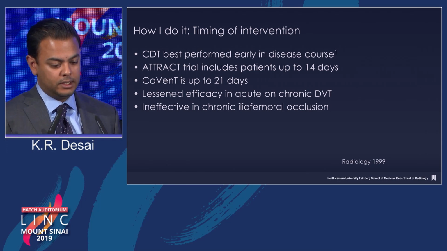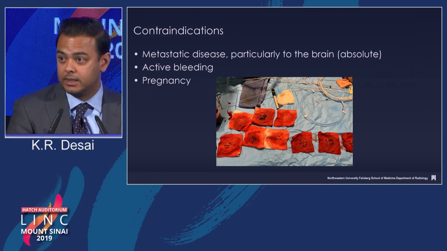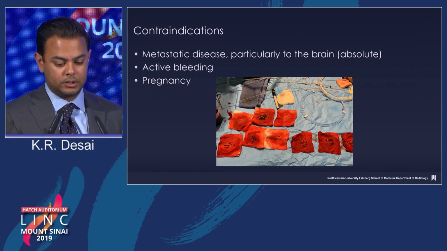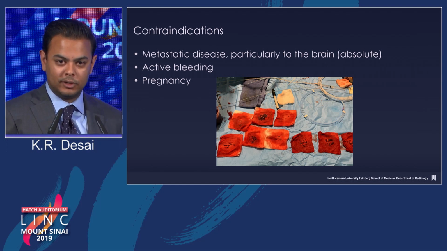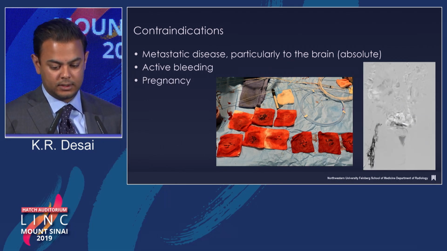Know if you have chronic DVT because you're going to be less effective with your thrombectomy devices. Contraindications to keep in mind: metastatic disease, of course, and whether they have active bleeding, that's something you're going to want to take into account and potentially just do a mechanical approach. And pregnancy, active pregnancy is a contraindication, but certainly in the postpartum stage, you can do it. I have done it in those states.